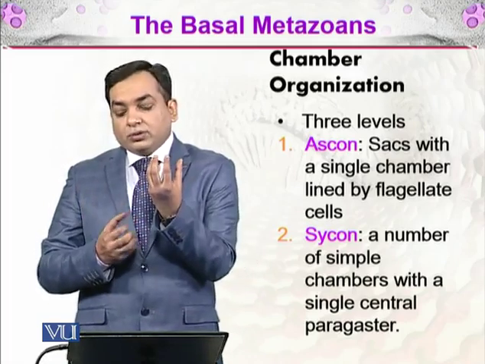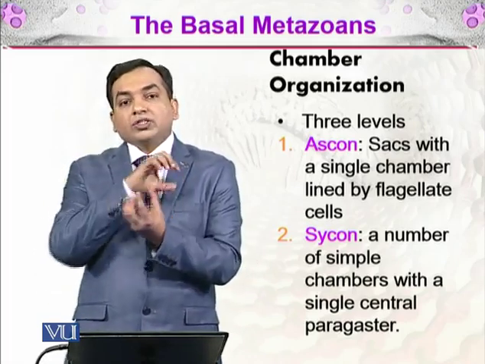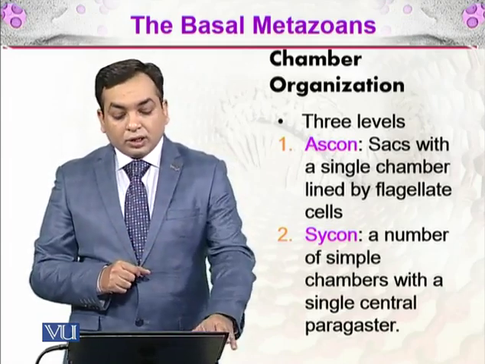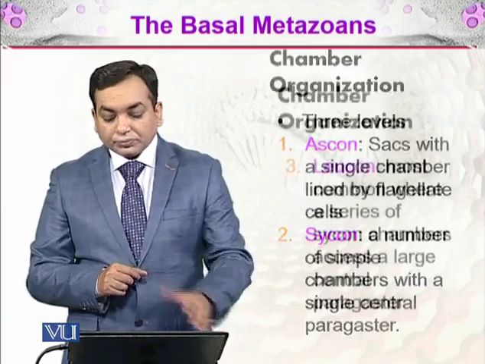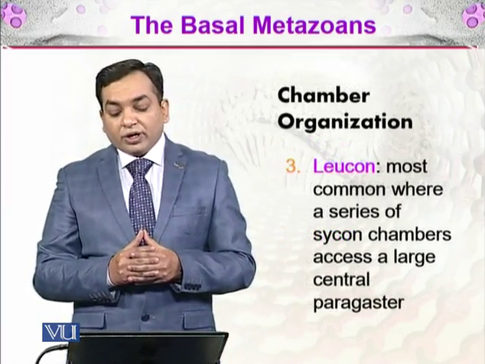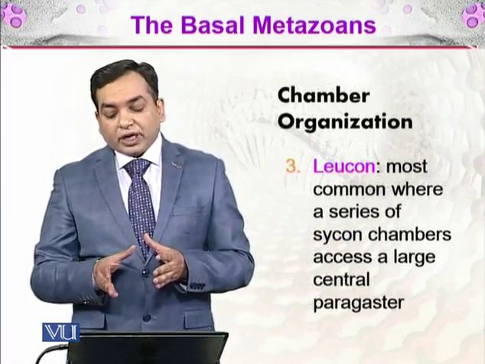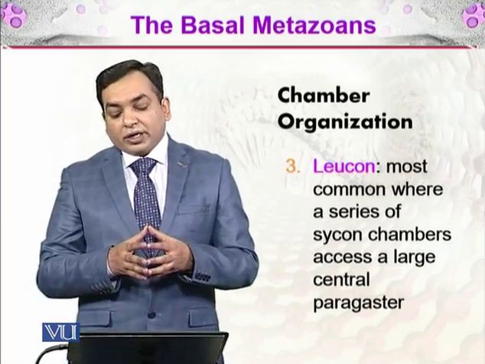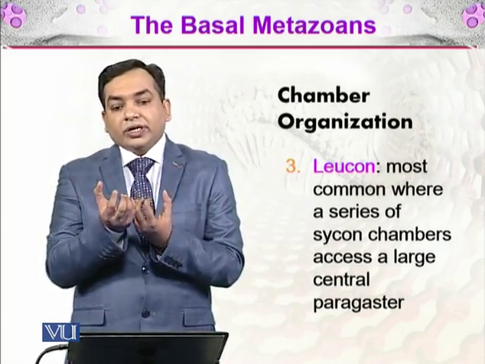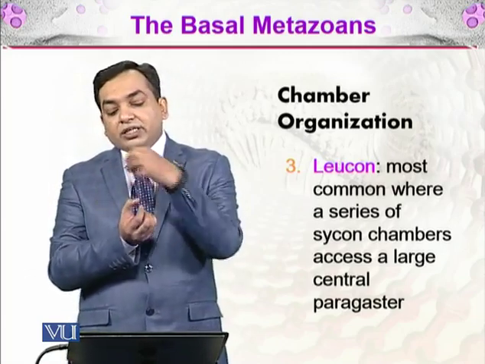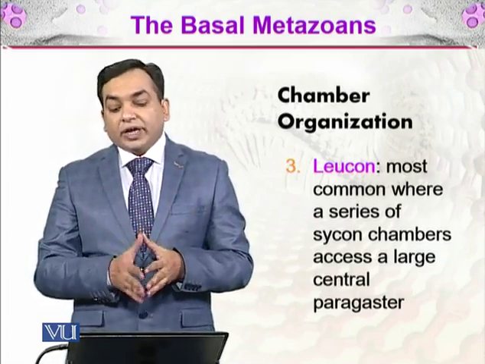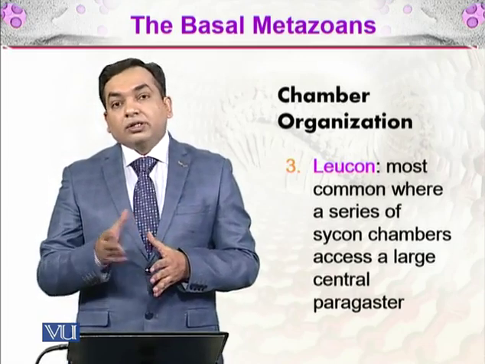So one paragaster and a lot of ascon-like sacs are around the sycon. The third and final level is the leucon. Leucon is the most common, where a series of sycon chambers access a large central paragaster. So again, there is the ascon, then there is the sycon, and the sycon contains the leucon. That means the branching is much more, and the leucon is a much more extensive system of organization.